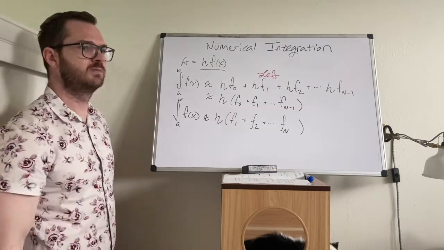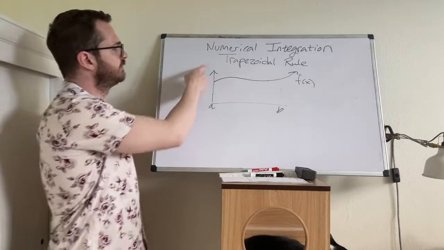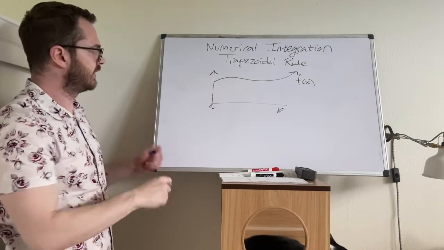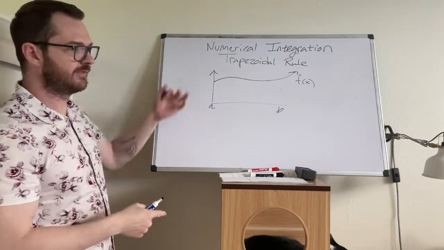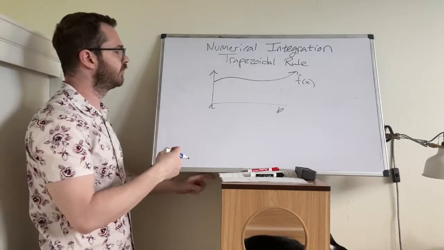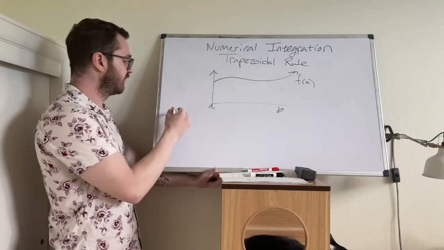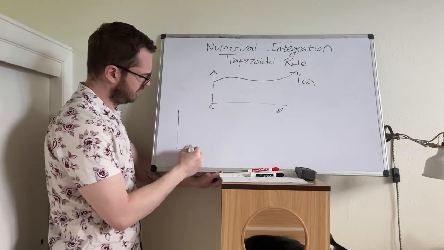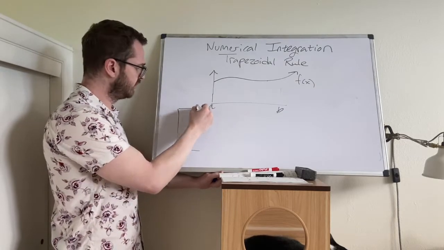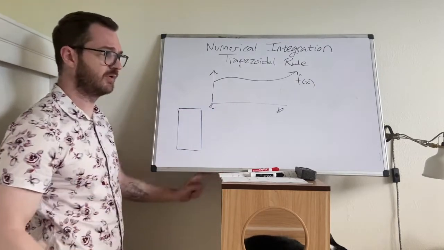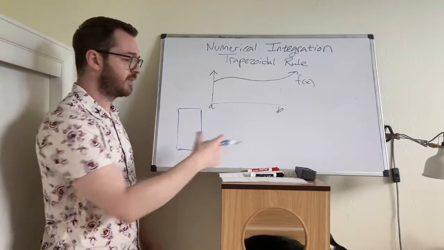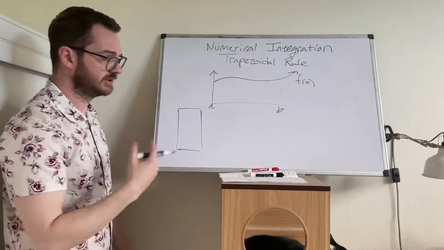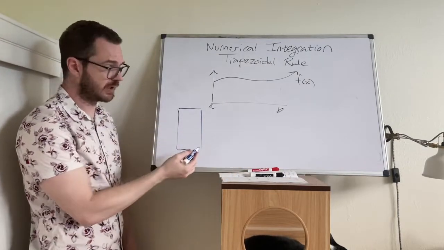Let's keep going. Second method of the day, trapezoidal rule. Now, what we're going to do, it's in the name. Last method was rectangular. We made rectangles. So this time, we're doing the trapezoidal rule. We are going to make trapezoids. Now, recall what a trapezoid is. Go back to your geometry class. This is a rectangle.